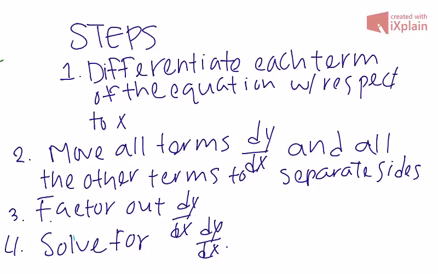Here are some general steps to approach an equation using implicit differentiation. The first step is usually to differentiate each term of the equation with respect to x. That basically means take the derivative of each term. The second step is to move all the terms of dy over dx to the left-hand side and all the other terms to the right-hand side. The following step is to factor out the dy over dx, and finally you can easily solve for dy over dx once you factor it out. And now it's time for the example, if you're actually very confused even with these steps.